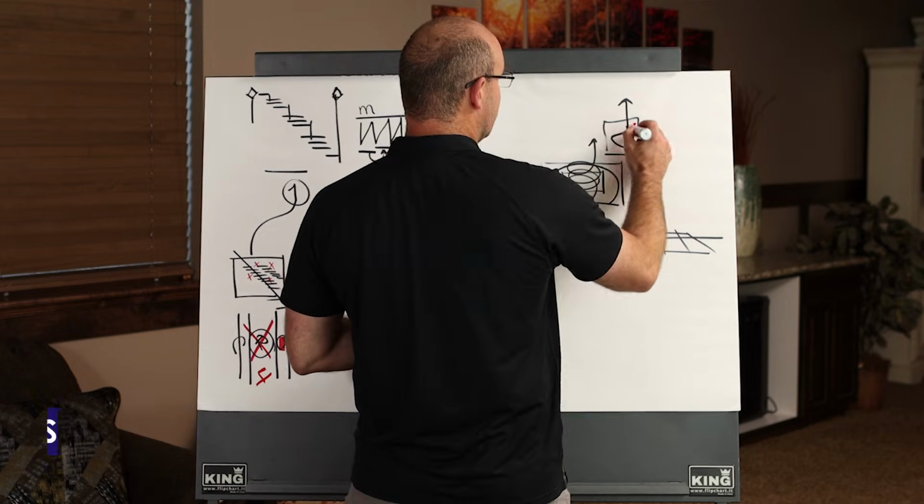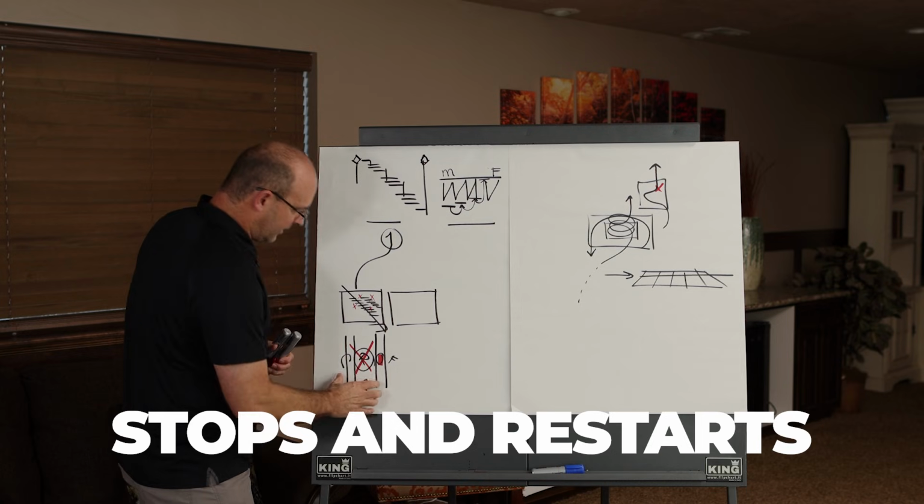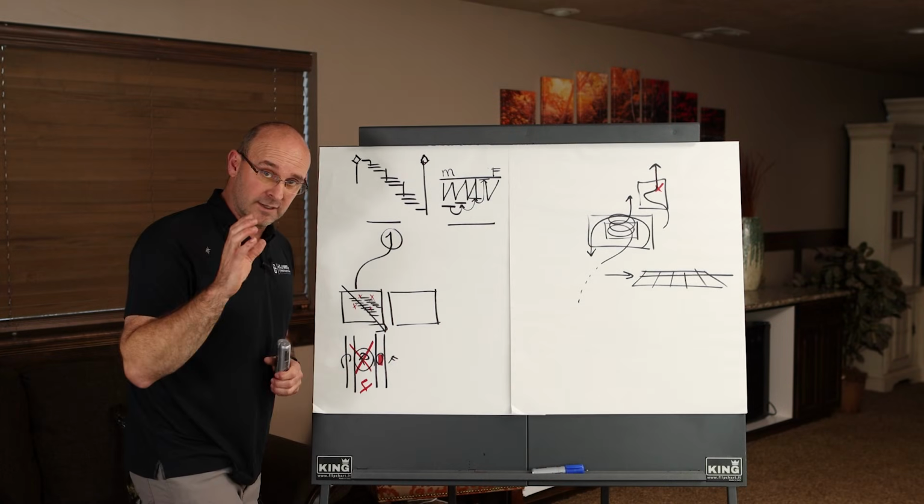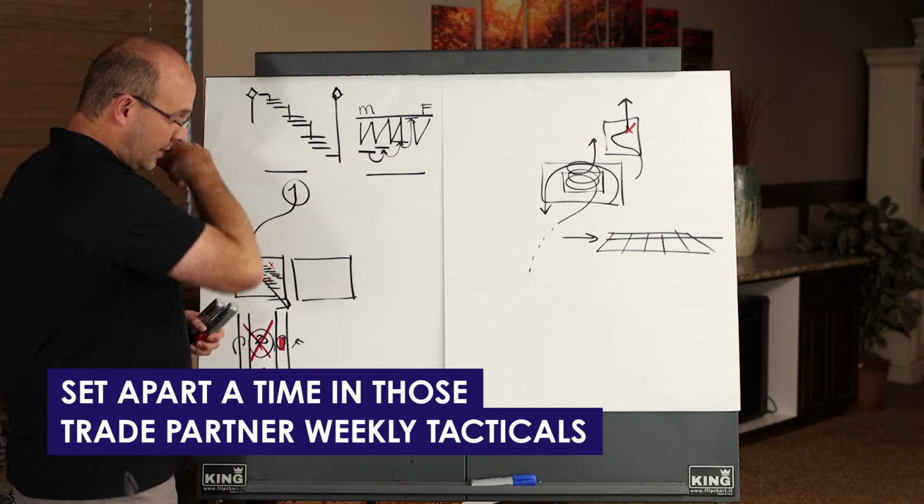Because if something's in the way of the train of trades, it's going to stop, and you're going to have stops and restarts. The key here is to find and remove roadblocks, and the best habit is to literally set apart a time in those Trade Partner Weekly Tacticals.